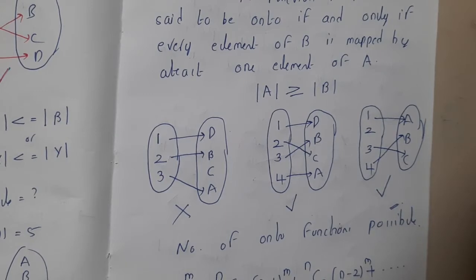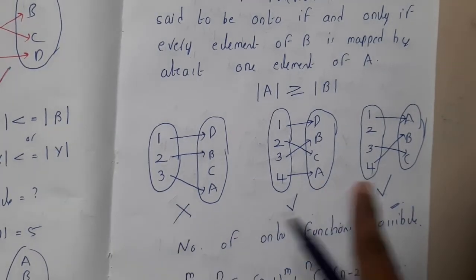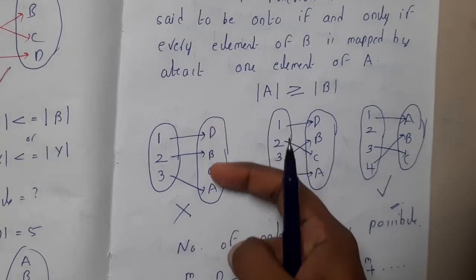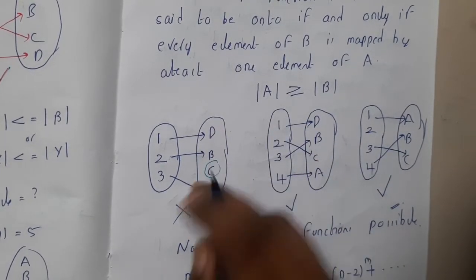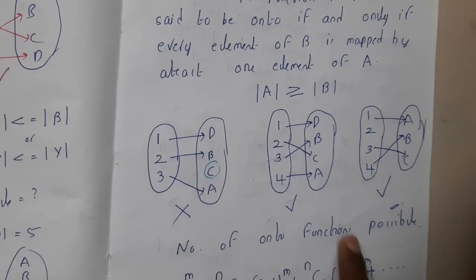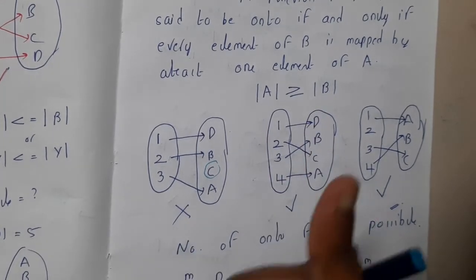Got it? With this understanding, most of the students have already started checking this. If you observe carefully, on this side there is an extra element, so it is not an onto function. Similarly, here everything is satisfied equally, hence it is an onto function.